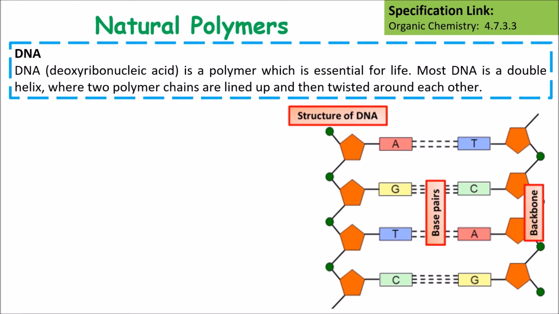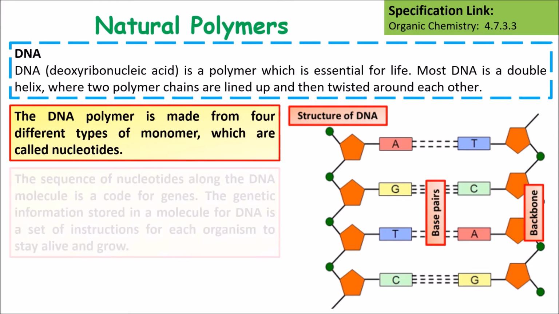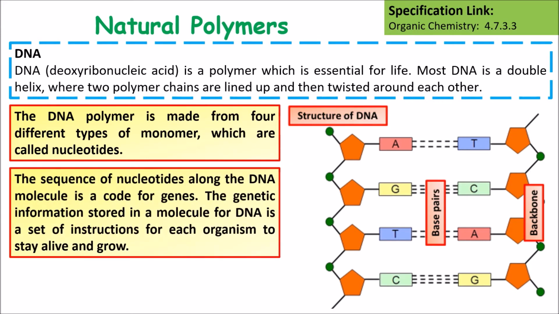DNA is a polymer which is essential for life. Most DNA is a double helix where two polymer chains are linked up and twisted around each other. The DNA polymer is formed of 4 different types of monomer, which are each nucleotides. The sequence of nucleotides along the DNA molecule is the code for genes. So the genetic information is stored in a molecule of DNA and is a set of instructions in order for people and life to be alive.